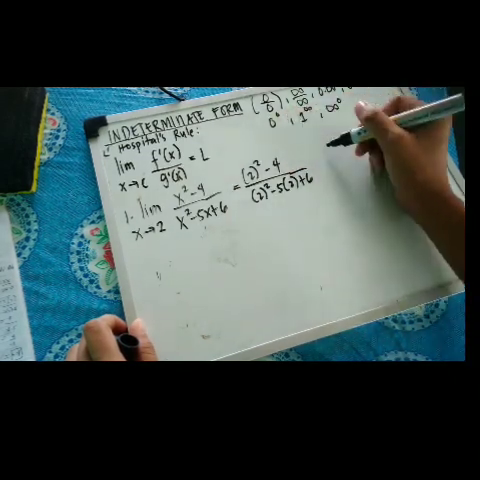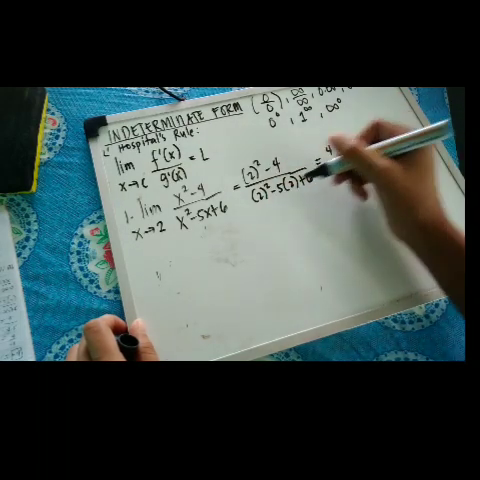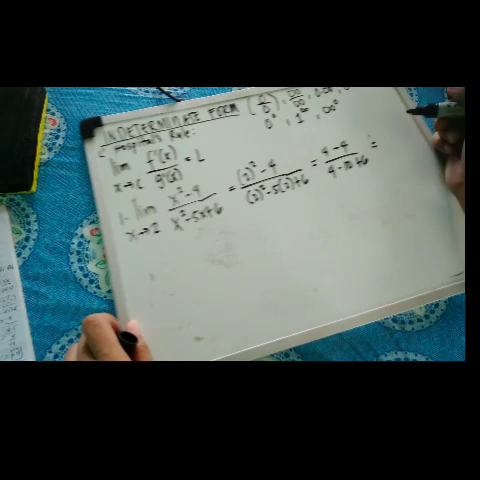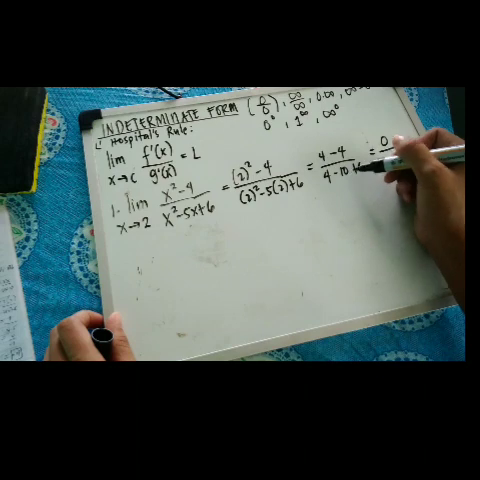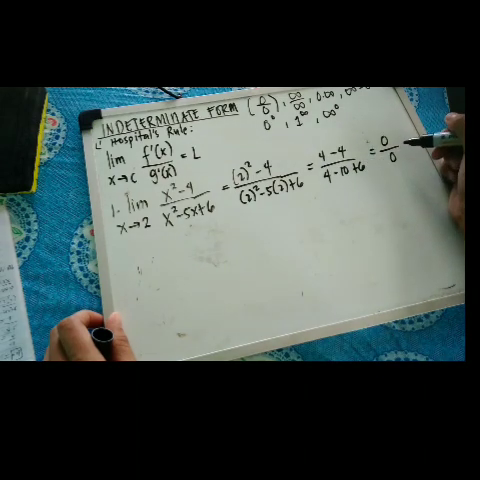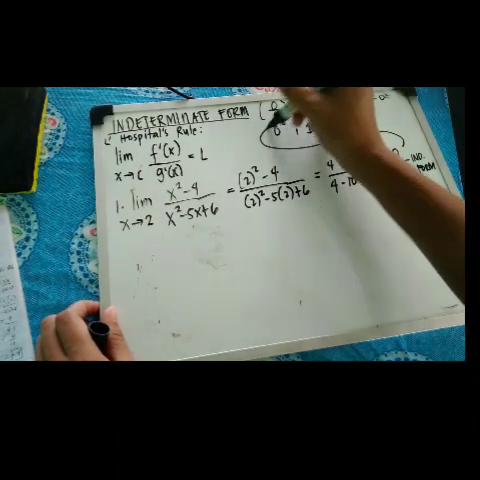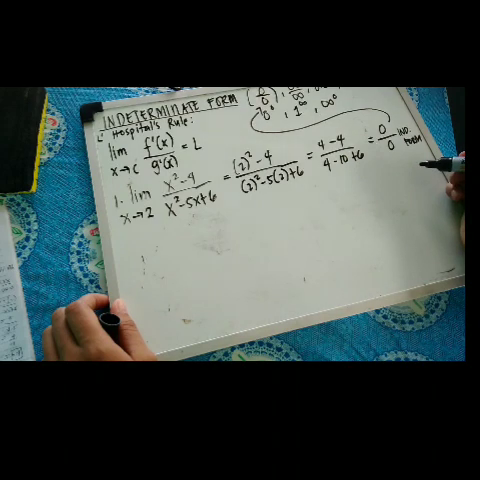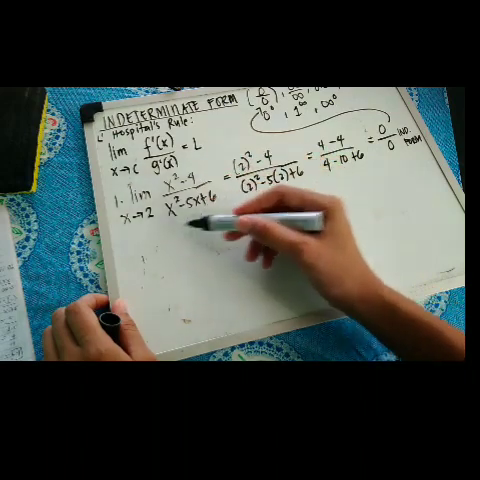So 2 squared is 4, minus 4. 2 squared is 4, 5 times 2 is 10, plus 6. 4 minus 4, we have 0. 4 minus 10, we have negative 6, plus 6, we have 0. Therefore, it is an indeterminate form. But we need to find the limit of this given equation.